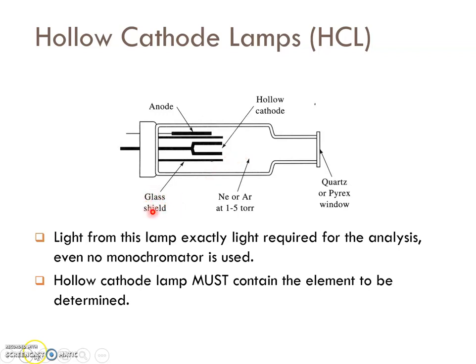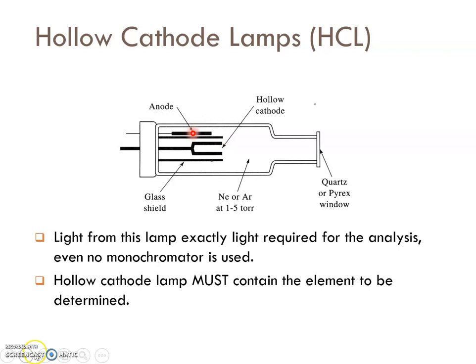Okay, so we have glass shield. This is glass shield. This is anode, and this is cathode, which has a hole. And inside this tube, this glass or quartz tubes, it has neon or argon gas at 1.5 torr. Yeah, so this is important for the operation of the hollow cathode lamp. But you don't have to know how hollow cathode lamp operates.